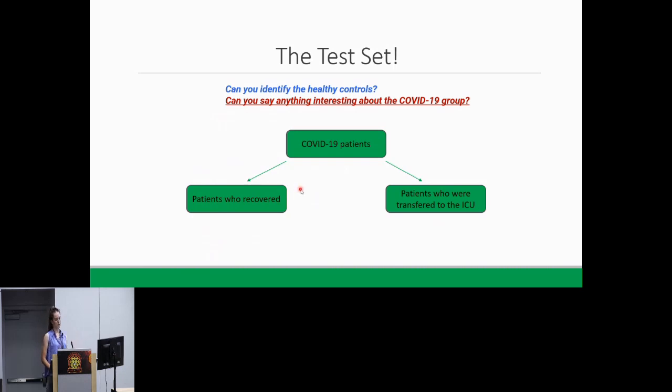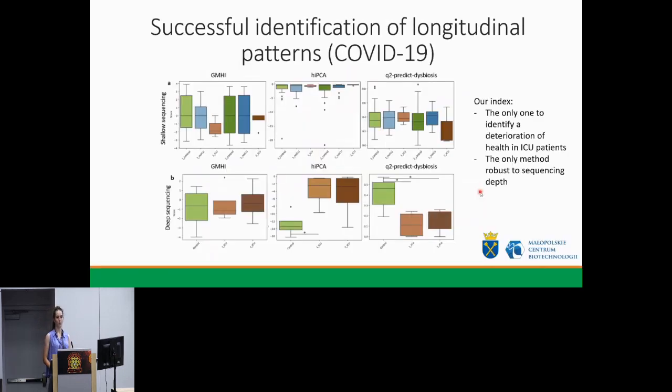And then the second group of patients were people who got much worse, and they were ultimately transferred to the ICU. So I'm really looking forward to seeing if anyone managed to guess this. So I'm now going to show you the predictions of our index on this COVID cohort. Actually, here we compared shallow and deep sequencing. Those were the same samples.